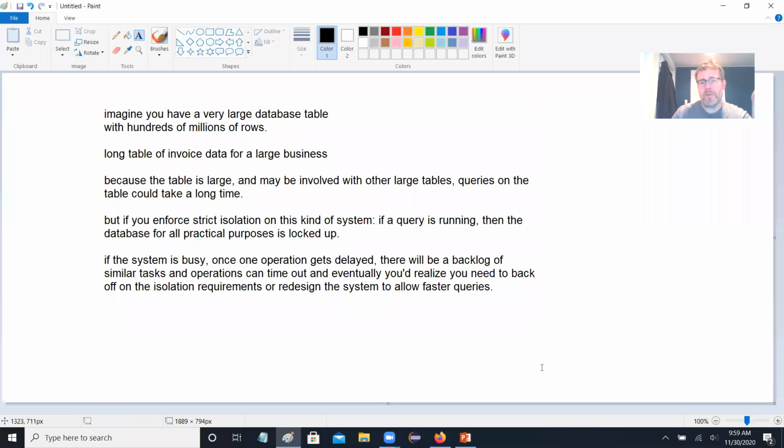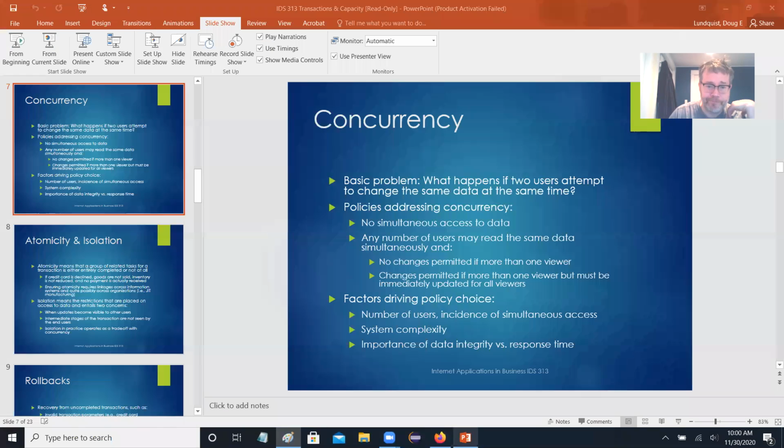All right, so this is the sort of thing that happens, right? If you insist on complete isolation, you say, we think data integrity is super important and we're gonna make sure it's always there. Well, guess what? That's gonna slow your system down and that's gonna potentially have very serious negative consequences. All right.